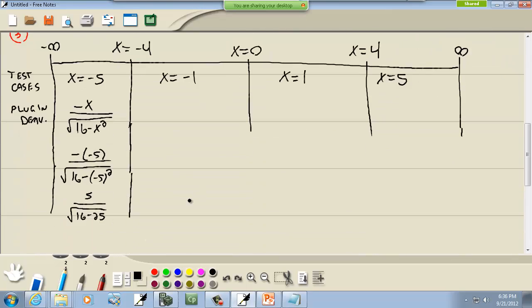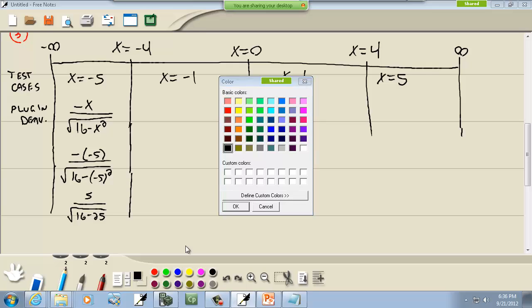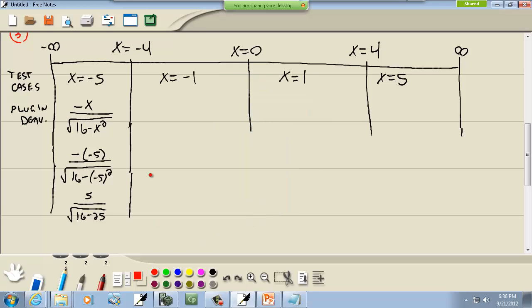Basically, this interval, we don't need to worry about. Our graph does not exist here. Now, if it doesn't exist at negative 5, you can probably guess what happens at 5. It doesn't exist over here either. Now, sometimes your critical numbers tell you where something's increasing and decreasing. Sometimes it just tells you where it changes. And this one is where it changes over to undefined.